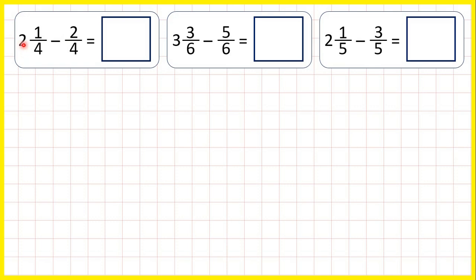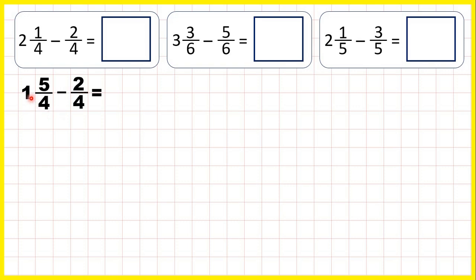We can take 1 from our whole number, so 1 less than 2 is 1, but that gives us 4 more quarters, so we can add the denominator to the numerator, and 4 plus 1 is 5. The denominator stays the same, so 1 and 5/4 is the same as 2 and 1/4. But now we can take 2/4 away.